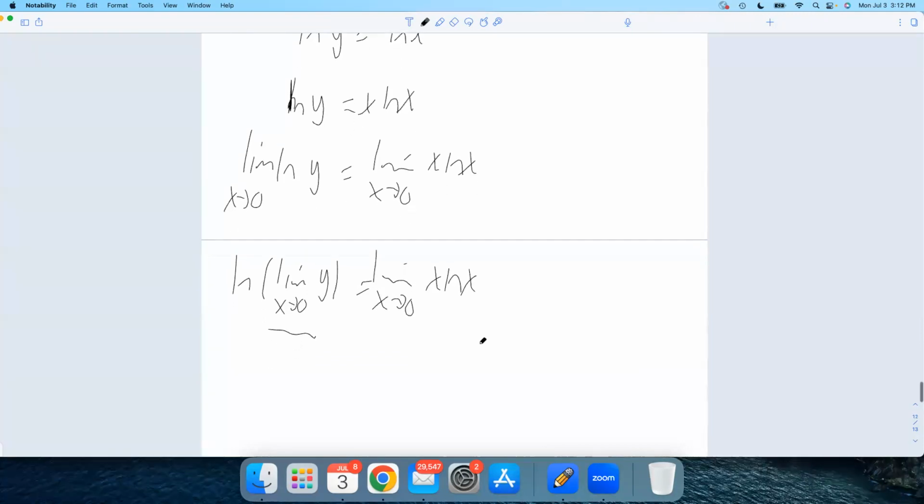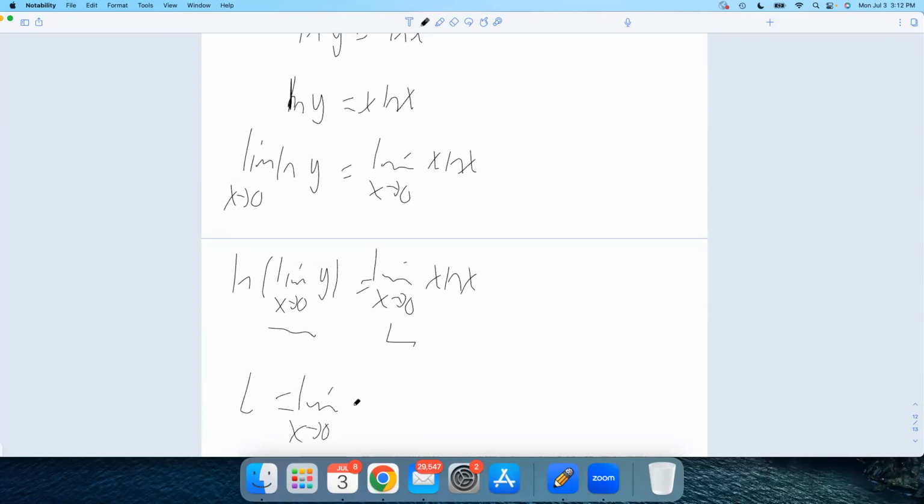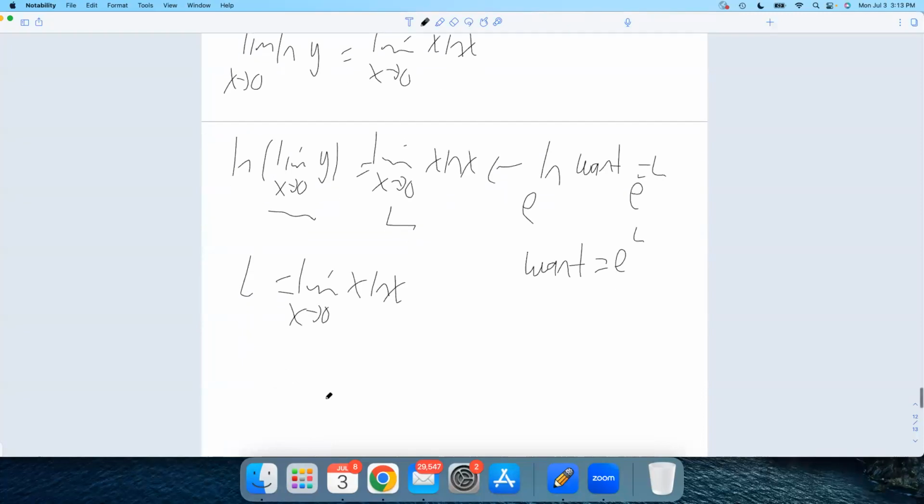Okay, so what we want to work with now is this thing. So let's call this L here. So L equals limit as x approaches 0 of x times natural log of x. So what this line here says is the natural log of the thing I want equals L. I just make both sides powers of e. That means the thing I want will be e to the L. So once I find this limit, I'm almost done.